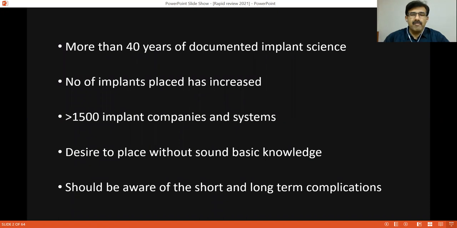Now, we now have around 35 to 45 years of documented implant practice. And we have a number of implant companies, around 1,500 different implant companies. And now everybody wants to place an implant, irrespective of what specialty, even a general dentist. The problem here is when so many people are placing implants without sound basic knowledge about implant science, problems or complications seem to occur. And you should know what are the short-term as well as long-term complications.